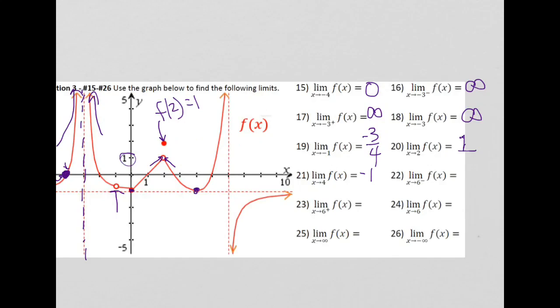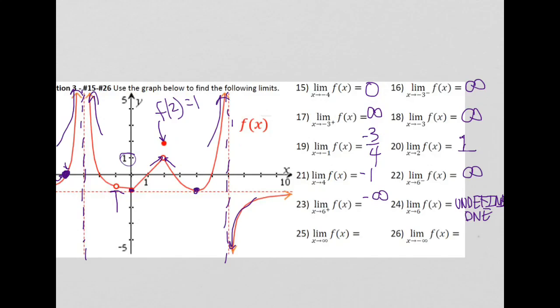As x goes to 6, again, now we have that asymptote there. As it goes to 6 from the left, it is going up to positive infinity. As it is going to 6 from the right, it is going to negative infinity. So since my two one-sided limits do not agree, this limit is undefined. I will also be fine if you write DNE for does not exist.